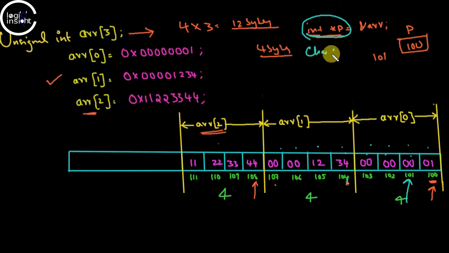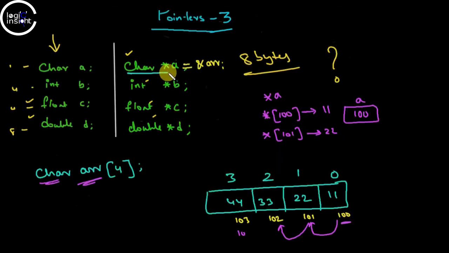If I use a character pointer and store the array address, now p contains 100, so the character pointer points to this location. If I increment, I'll go to here, another increment, I'll go to here. A character is basically 1 byte of data, so it will fetch 1 byte of data, that's it. These are responsible for fetching the data. No matter what address you give, if it is a character, it will fetch 1 byte. If it is an integer, it will fetch 4 bytes. If it is a float, it will fetch 4 bytes, and if it is a double, it will fetch 8 bytes.